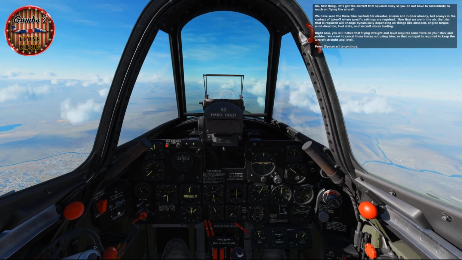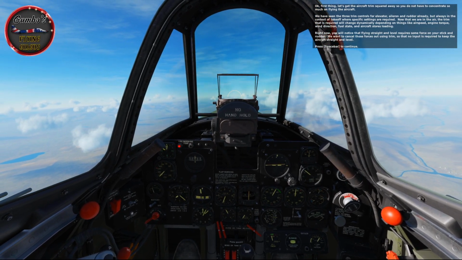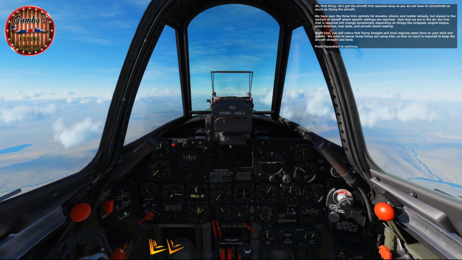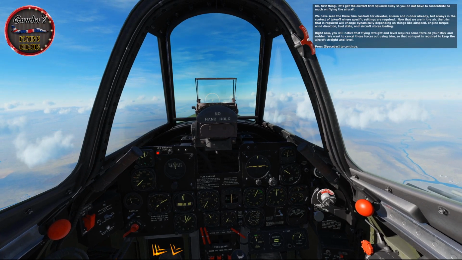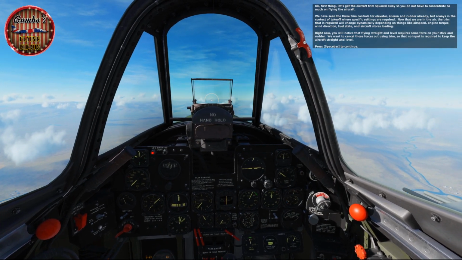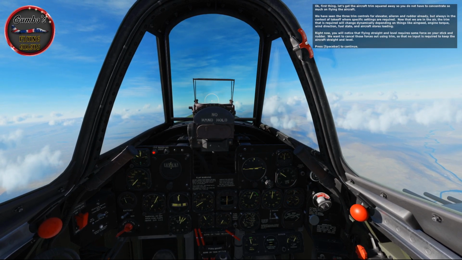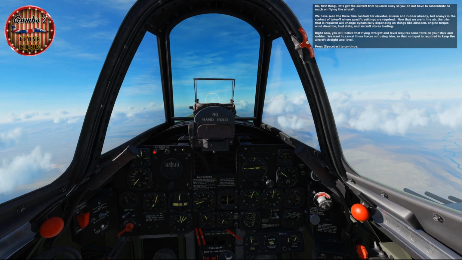Okay, first thing, let's get the aircraft trim squared away so you don't have to concentrate so much on flying the aircraft. We've seen the three trim controls for elevator, aileron, and rudder already, but always in the context of takeoff where specific settings are required. Now that we're in the air, the trim that's required will change dynamically depending on things like airspeed, engine torque, wind direction, fuel state, and aircraft stores loading.